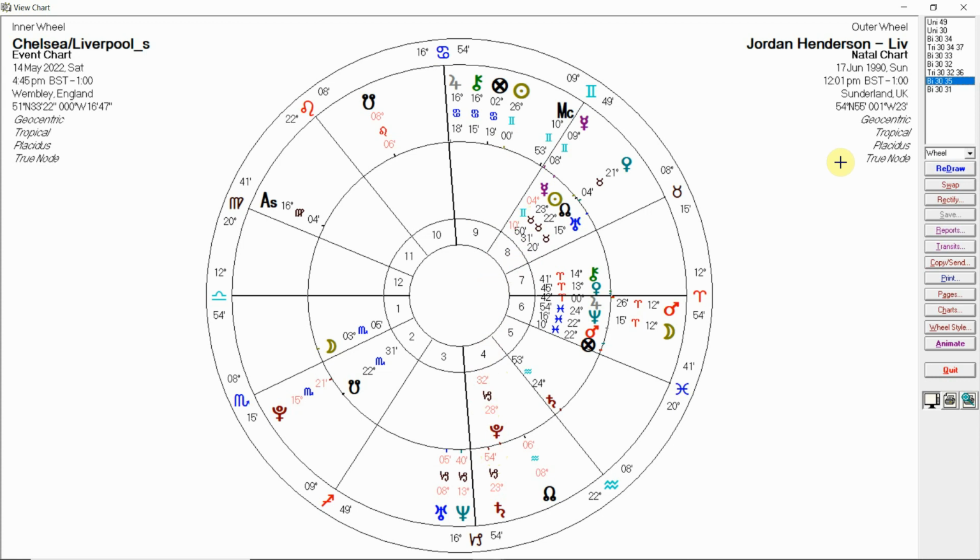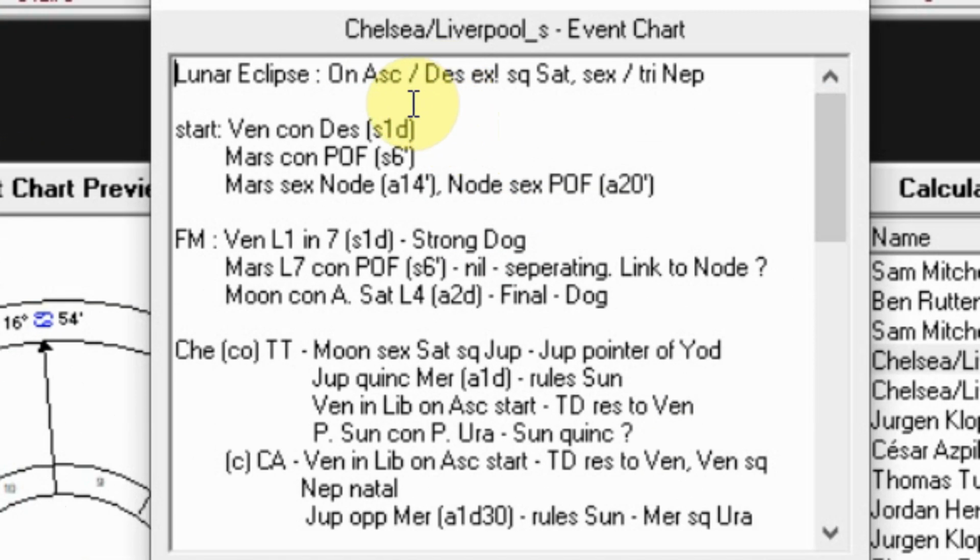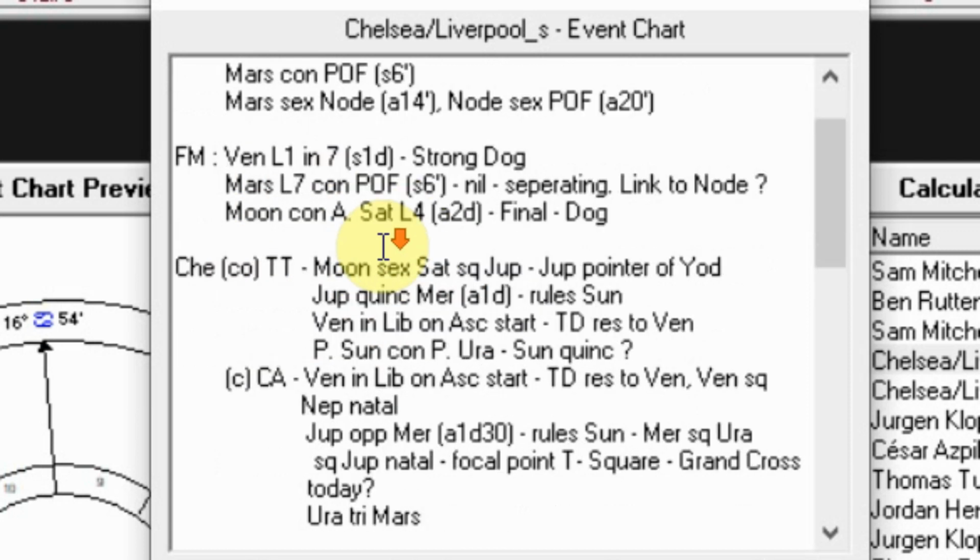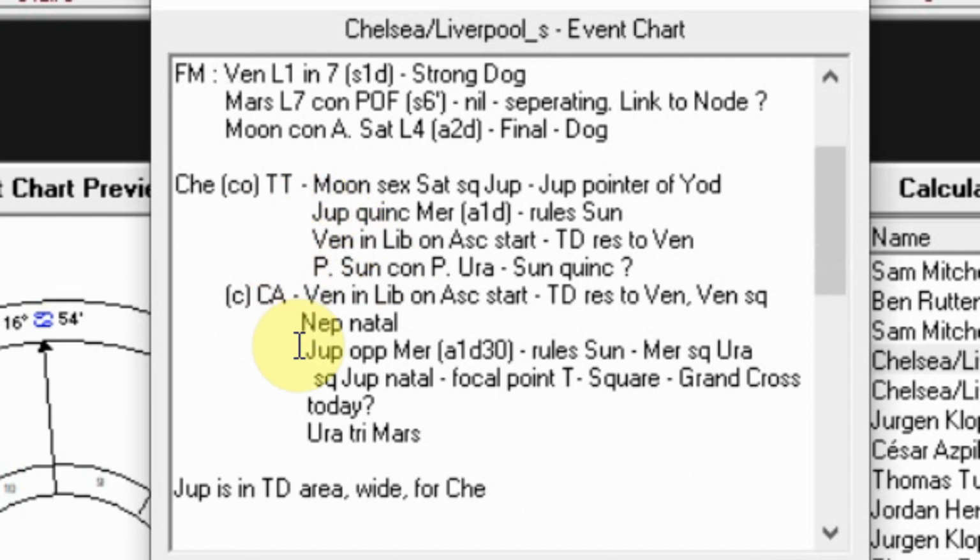So in summary, we have that lunar eclipse exactly on the ascendant-descendant in a day and a half, and it is square Saturn. I'm very interested to see if that has an influence on this game. Does it impact on how Saturn is working for Liverpool? We have Venus on the descendant at the start, and that is a very strong indication for Chelsea under the Frawley method. We also have another minor indication there from the Moon, so we have 2 indications for Chelsea from that method. The Chelsea coach and captain look okay.